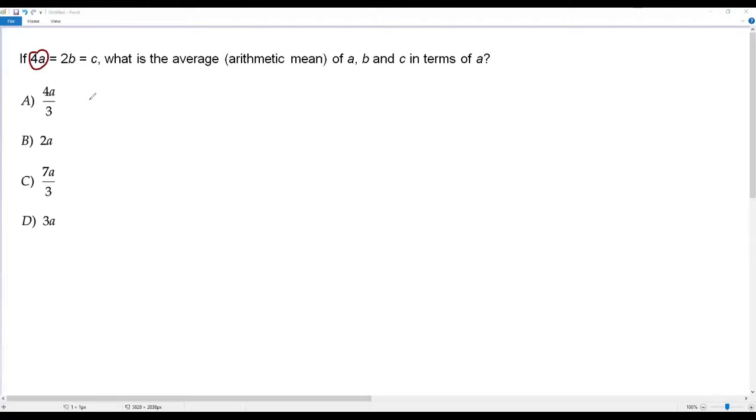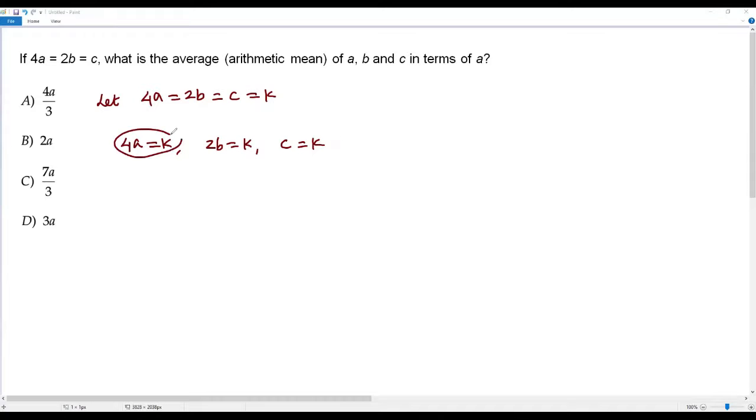Since I do not know the exact value, I assume the value of each of these three quantities is just k. So let me write it over here. Let 4a equals 2b equals c equals k. Since all of them are equal to k, we can equate each quantity to k separately. Then I'm getting 4a equals k, 2b equals k, and c equals k.